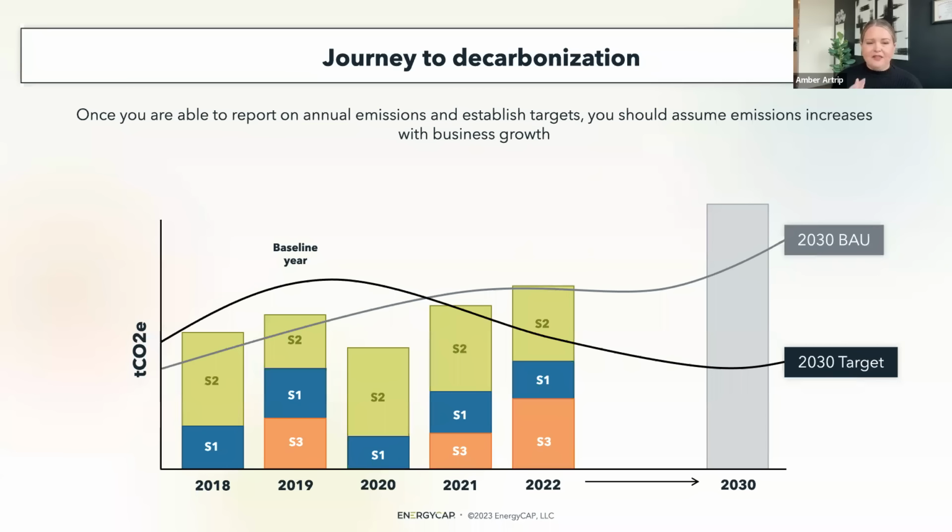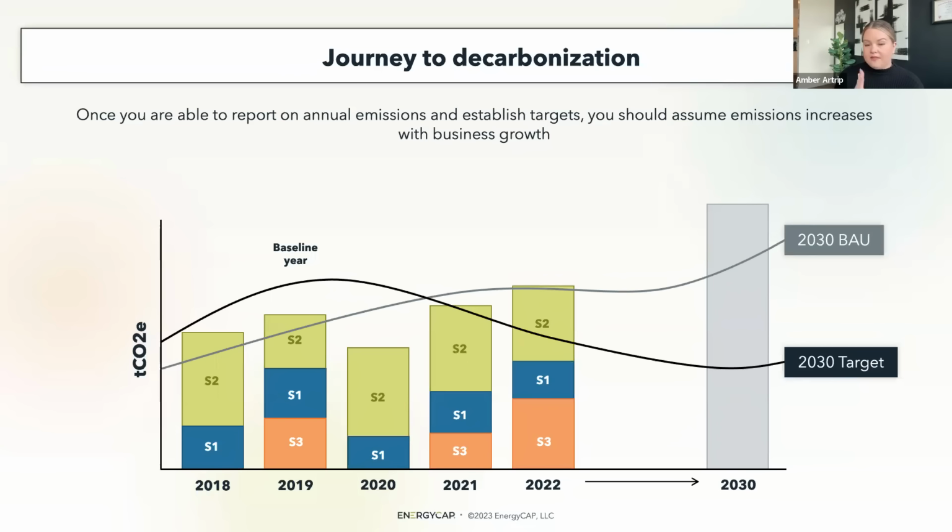emissions. So this is just an example of, let's say, a company who has pulled a few years of historical emissions data. You can see in 2018, they were just tracking scope 1 and 2. They started dabbling in scope 3 in 2019, but 2020, we all took a dip. So we can't really use that as our baseline year, right? So let's use 2019 as our baseline year.